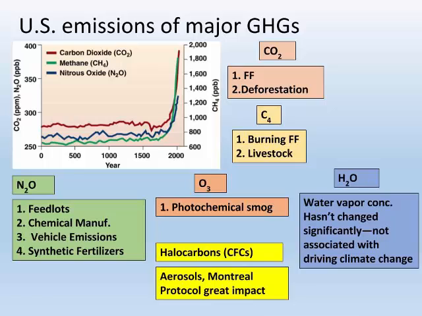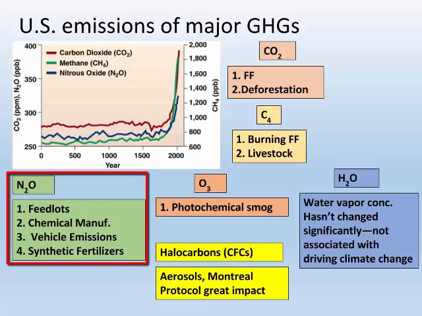The main cause of an increase in the amount of carbon dioxide in the atmosphere is that we are burning fossil fuels, which releases carbon stored in the lithosphere and emits it into the atmosphere. The secondary cause is deforestation, which removes the forest as a reservoir for storing carbon and eliminates the organisms that are able to absorb, store, and use carbon dioxide. Methane concentrations have risen because of fossil fuel combustion and large-scale livestock production. Nitrous oxide is released as a byproduct of feedlots, chemical manufacturing plants, vehicle emissions, and synthetic fertilizers.